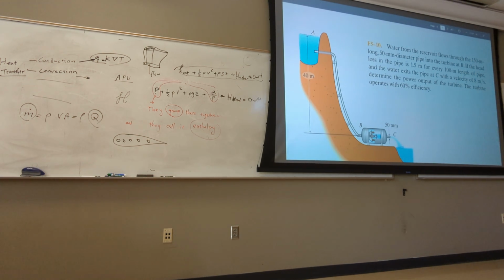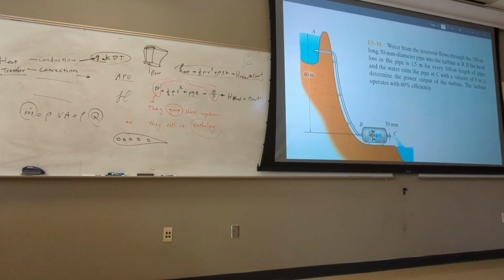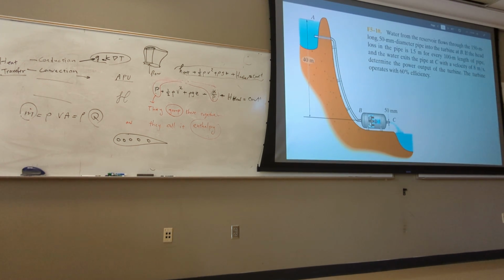And then you have a 150 meter long pipe. So from here, all the way to here, this length is 150 meters. But look, this height is 40. So that means this drawing is not drawn to scale. Because if this is 40, 150 is going to be all the way to the right. You see that? So it gives you the diameter of the pipe, and this goes through the turbine.